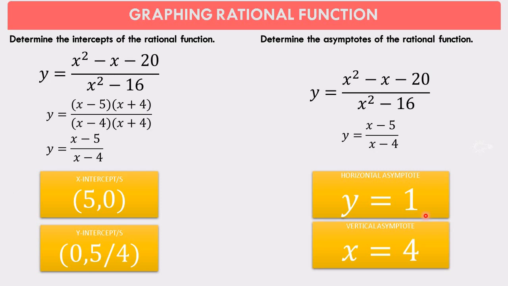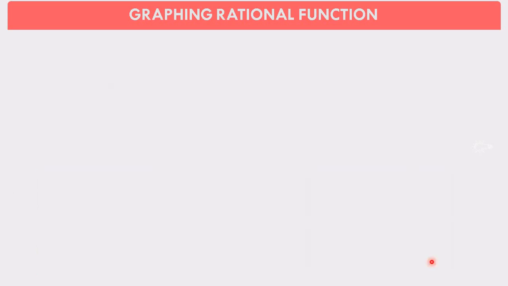So next one, the vertical asymptote. We need the value that makes the denominator 0. So x minus 4, so the value that makes the denominator 0 is 4. So we have the horizontal asymptote 1 and the vertical asymptote of 4.